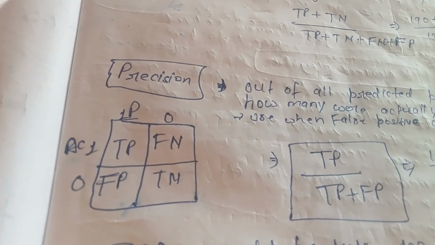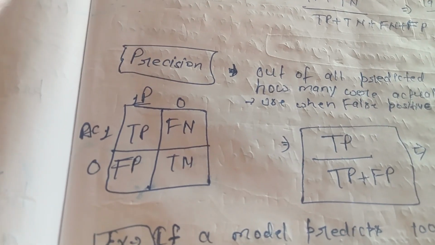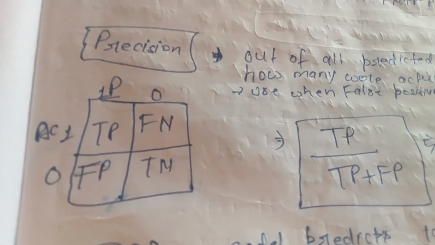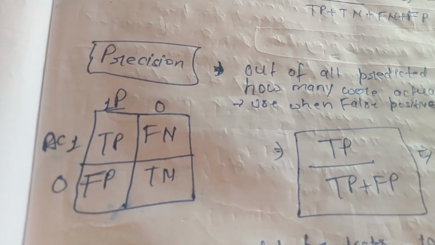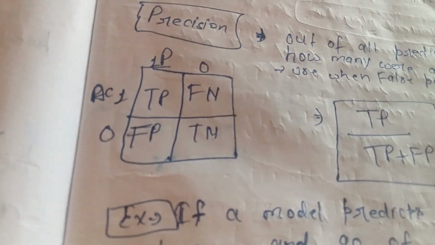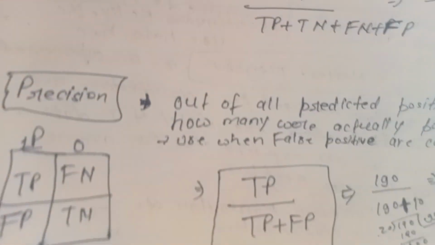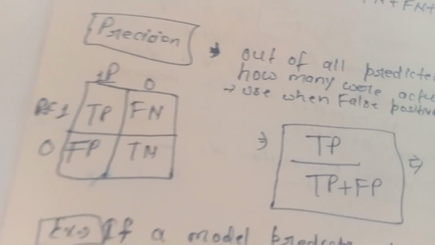And we can ask ChatGPT also, like what we have to use: precision, recall, F1. Okay, we can ask ChatGPT that in this data set what we have to see. We can paste our accuracy and everything, the confusion matrix, and send it to ChatGPT. If we want a safe result, out of all predicted positive, how many were actually positive? Use when false positives are costly.